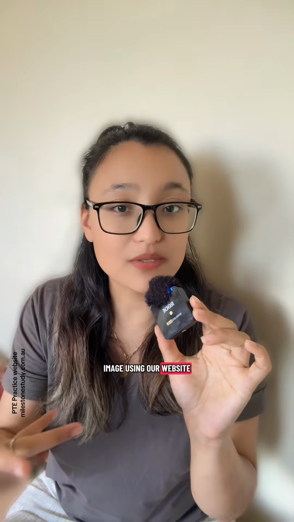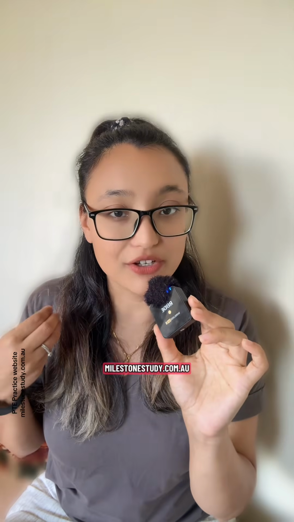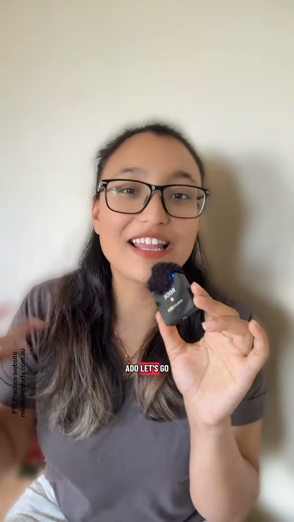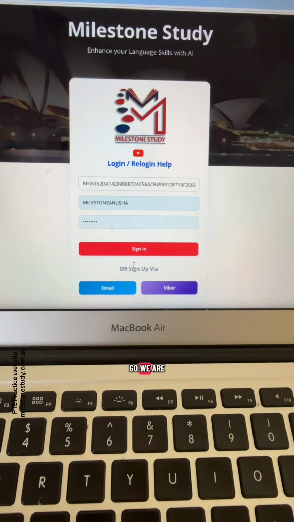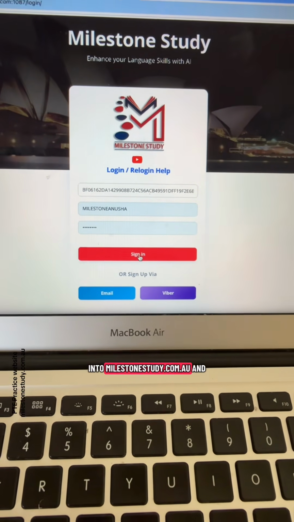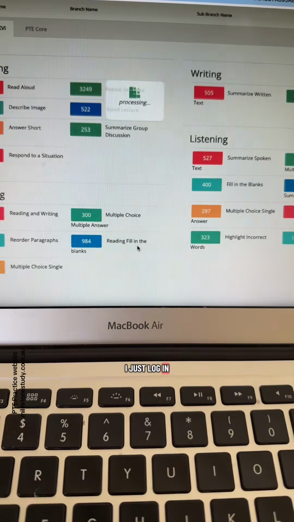I'm going to show you how to do describe image using our website milestonestudy.com.au. Without any further ado, let's go on to our first describe image. Okay, so here we go. We are into milestonestudy.com.au and I just log in.